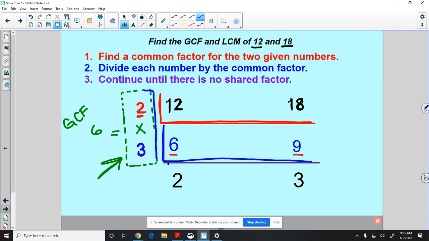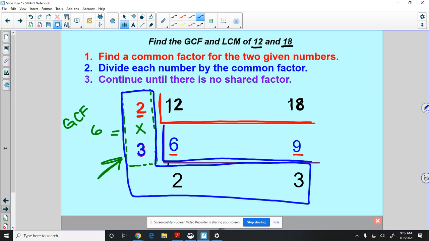To find the LCM, we make an L shape like this, and we multiply all these numbers together. So 2 times 3 times 2 times 3.